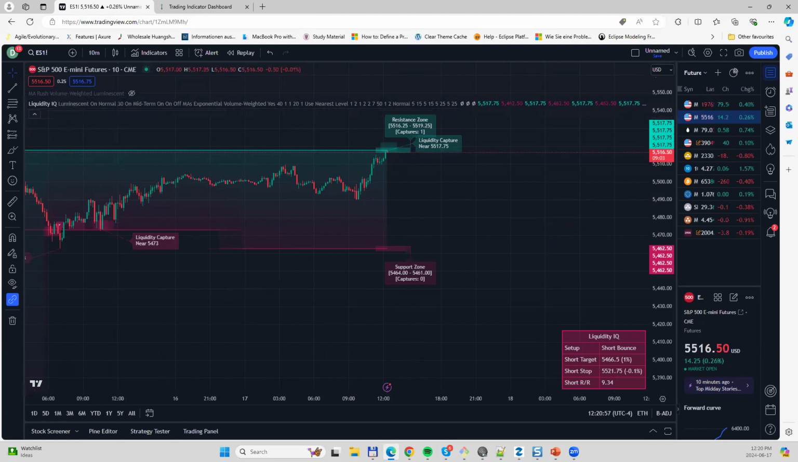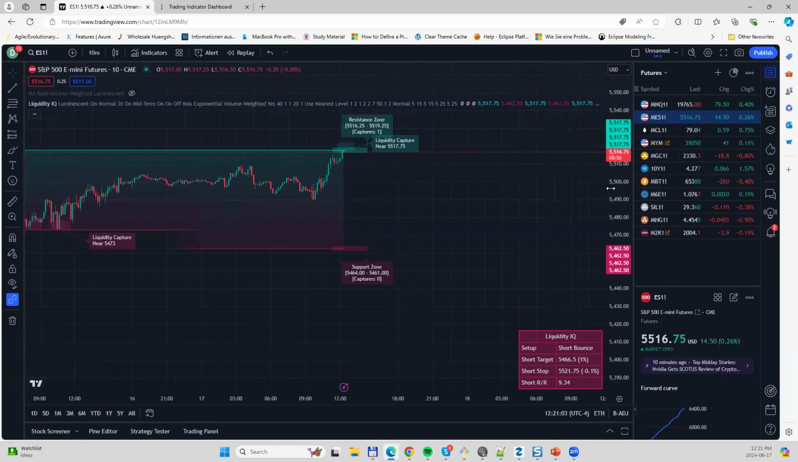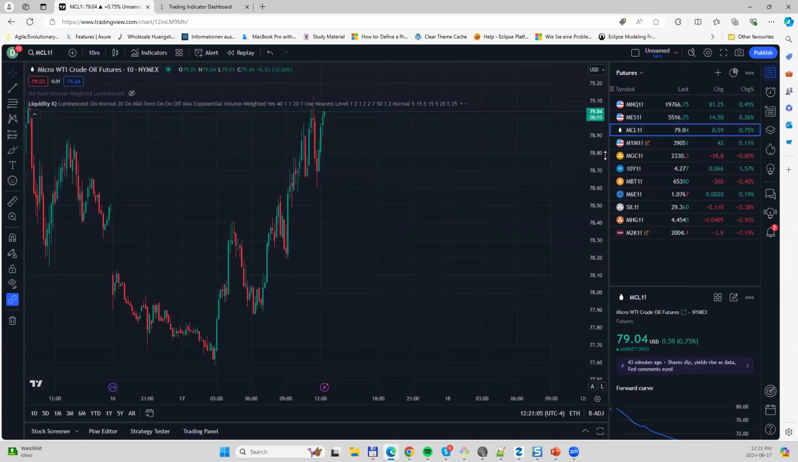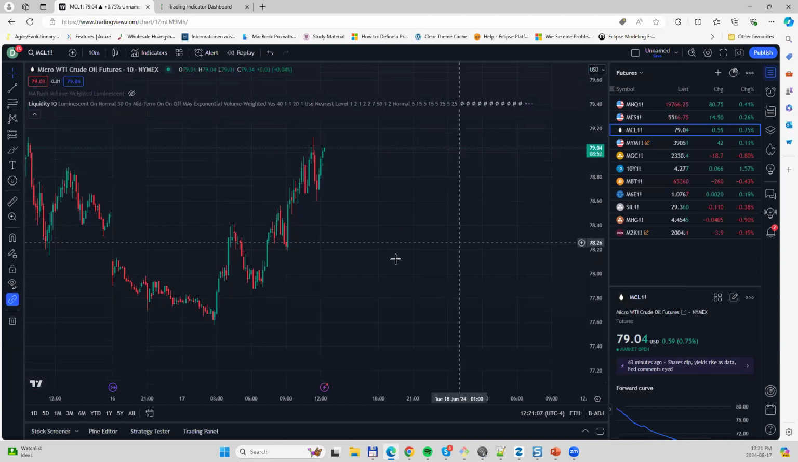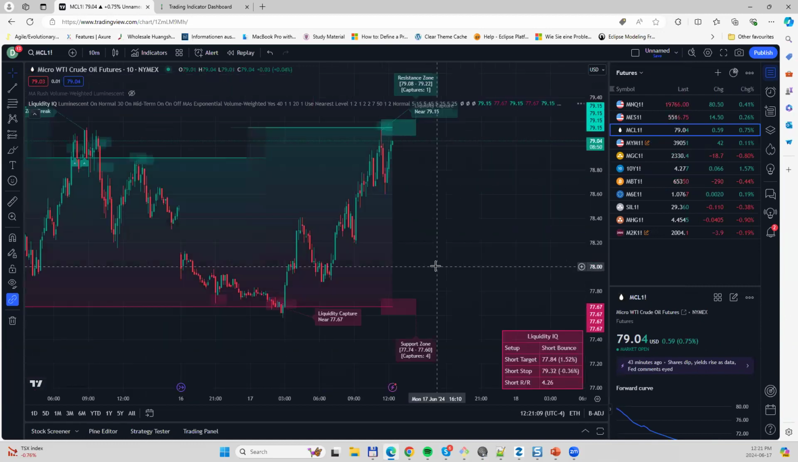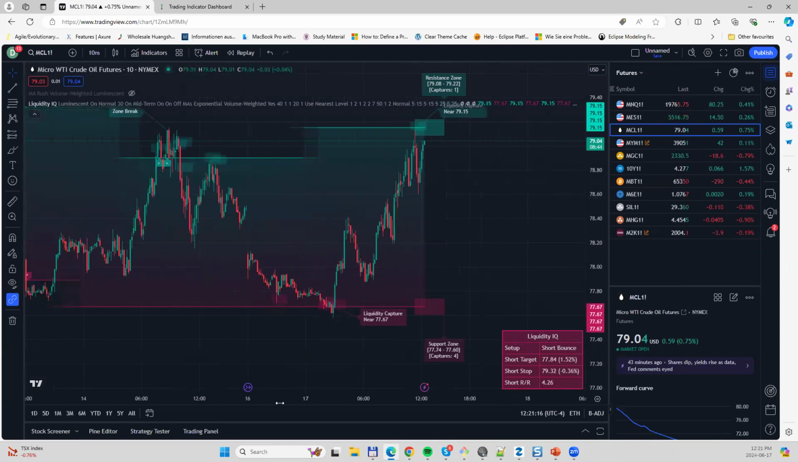Which other symbols do we have? Let me see. Robert wants to look at CL, crude. Okay. Let me just make this a little bit bigger. All right, crude oil. What do you have crude here? So it's the exact same process. We just changed symbols, and right off the bat, the indicator will tell you what's going on.